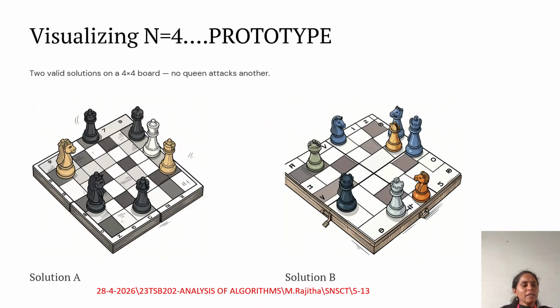Visualizing n equal to 4. To understand the concept better, let us consider n equal to 4. This means we have a 4 into 4 chessboard and 4 queens. There are only 2 valid arrangements where all 4 queens can be placed safely. In both solutions, no queen attacks another queen. These solutions show that finding the correct arrangement is not always straightforward. Many placements fail before we finally reach a valid solution. This is why a systematic approach such as backtracking is required.